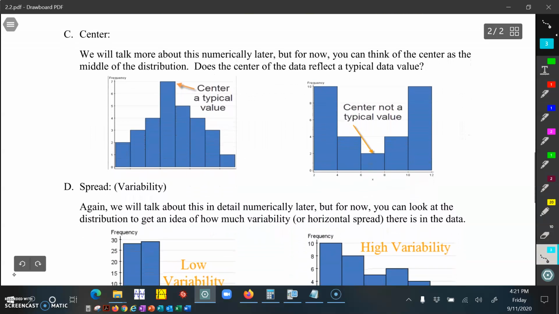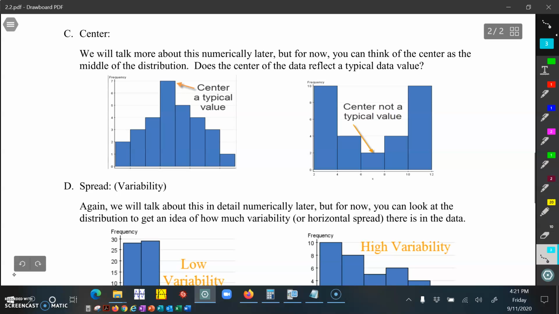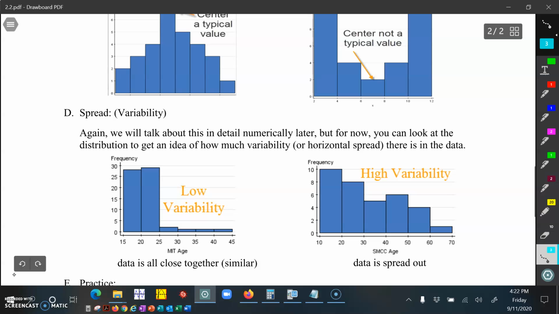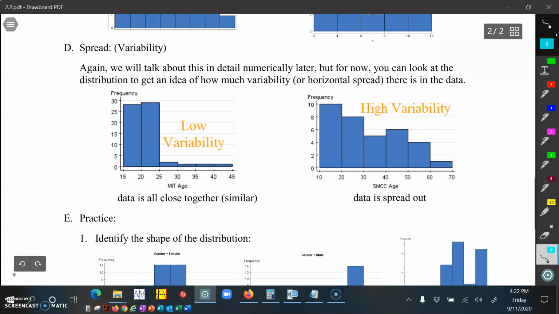Center, again, for right now, we are keeping it very general, just kind of like where's the typical value in the center, but it doesn't have to be the typical value. Notice in this example on the right, it's still the center that we're after, but it's not a typical value. In fact, on this distribution, the values on the ends are the typical values, but they aren't in the middle, so the center is still the middle. Okay. We'll talk more in detail again soon.